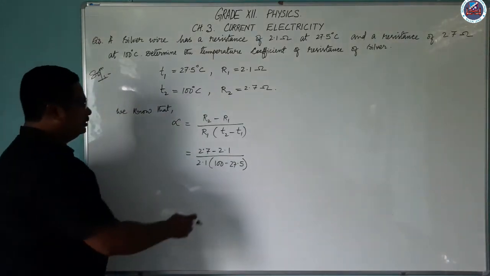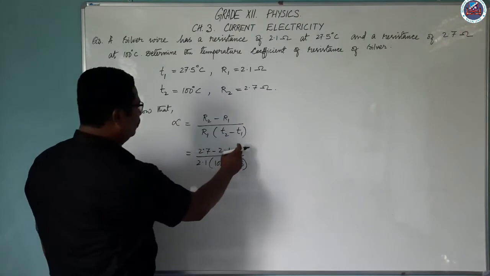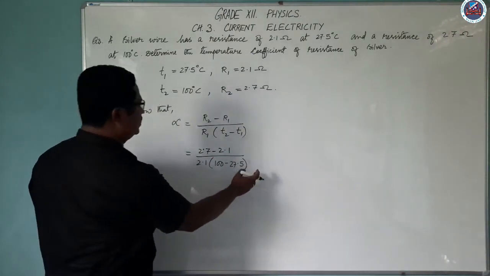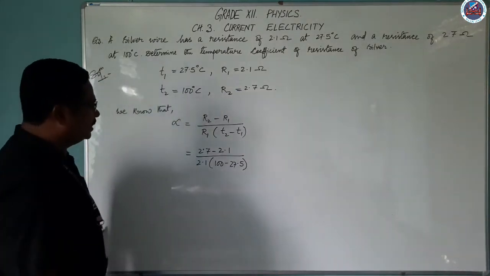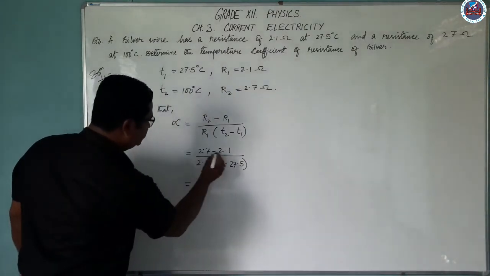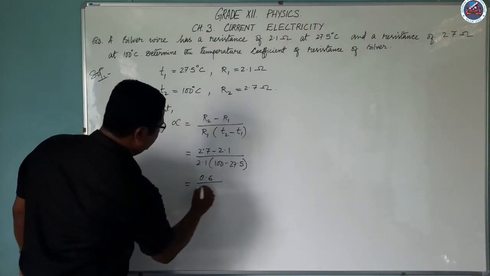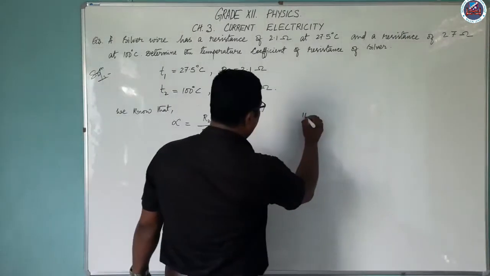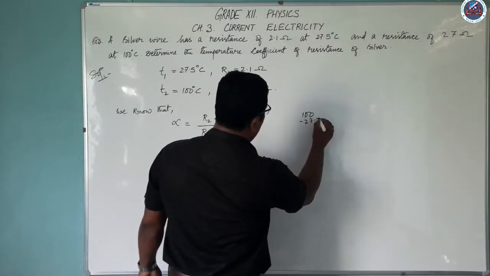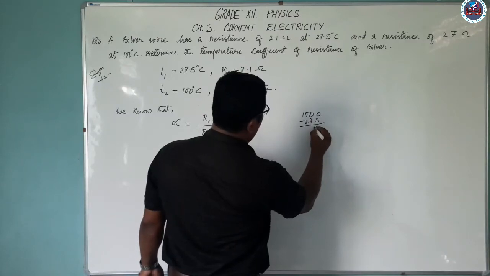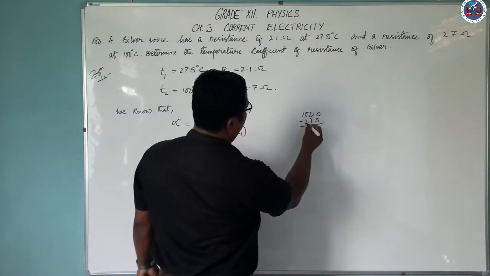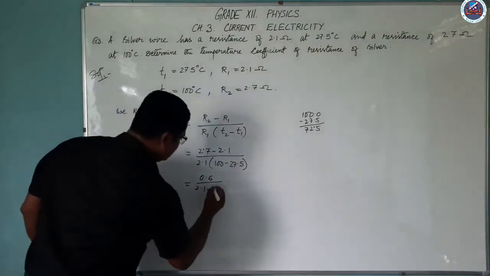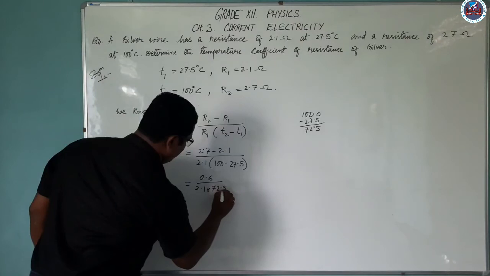Here the units: here it will be ohm, here also ohm, it will get cancelled. Here it will be degree Celsius. So the answer will come out in terms of per degree Celsius. Let us calculate it. Subtract it. 0.6 divided by 2.1 into 100 minus 27.5. 10 minus 5 is 5. 9 minus 7 is 2. 9 minus 2 is 7. So it is 72.5 degrees.